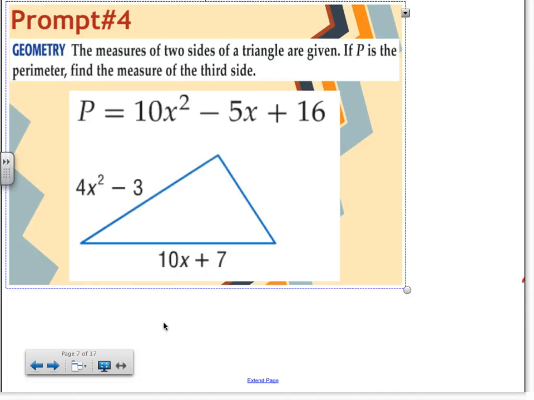For you today, prompt 4. It says that the measures of two sides of the triangles are given. Well, clearly, you can see that they are given, even though it's not in the format that you like to see, like regular numbers. They're not.